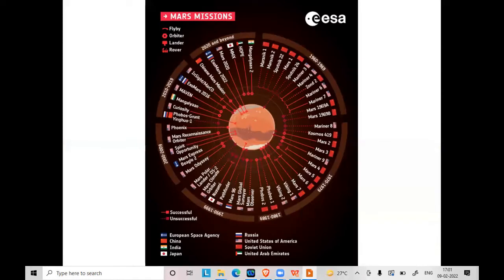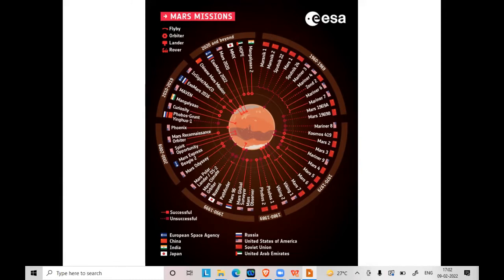There have been many missions by different countries, and as you can see, India is also not behind. We had our own Mangalyaan mission, which was a maiden attempt. We had a successful orbiter orbiting around Mars. Not all countries had success in their very first attempt. So we should be proud of our Mangalyaan mission.